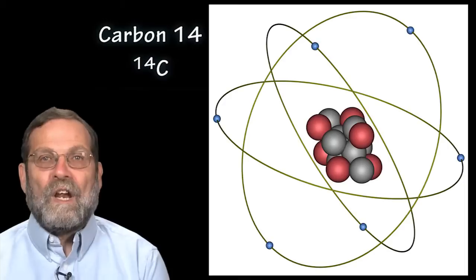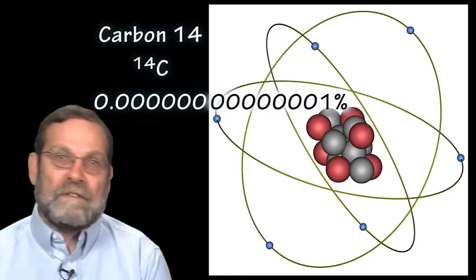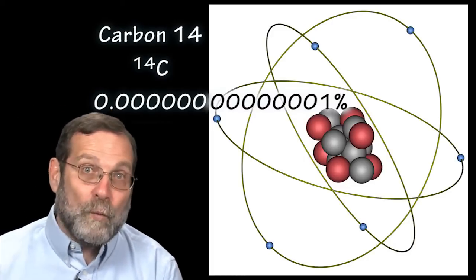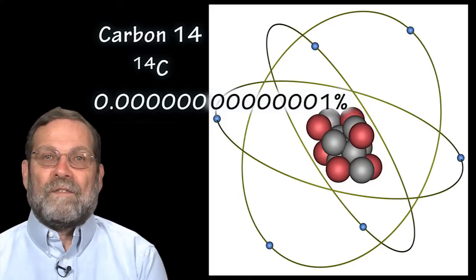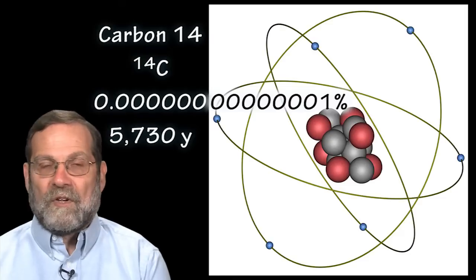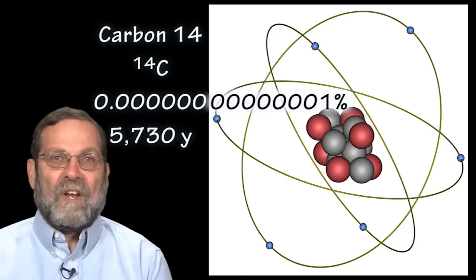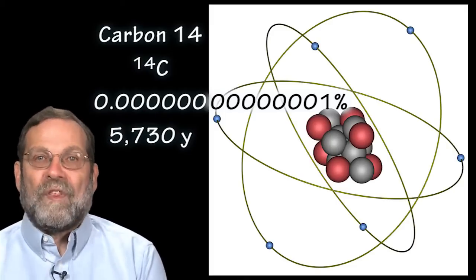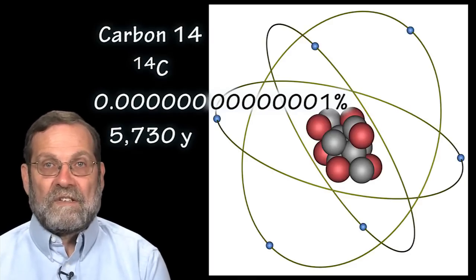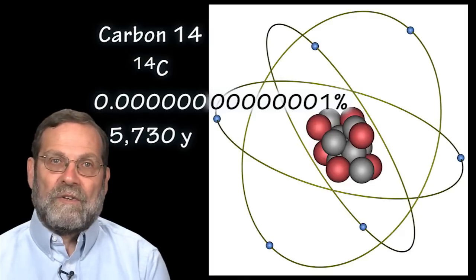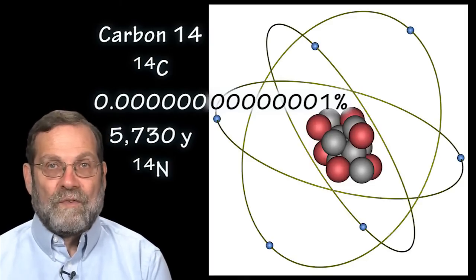It accounts for 0.0000000000001% of all carbon on Earth. The half-life of carbon-14 is 5,730 years. That is, half of the carbon-14 atoms present at any one time will decay within 5,730 years. When carbon-14 decays, it emits a beta particle and transforms into a stable isotope of nitrogen, nitrogen-14.